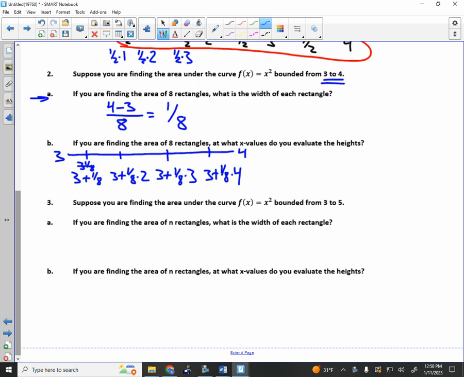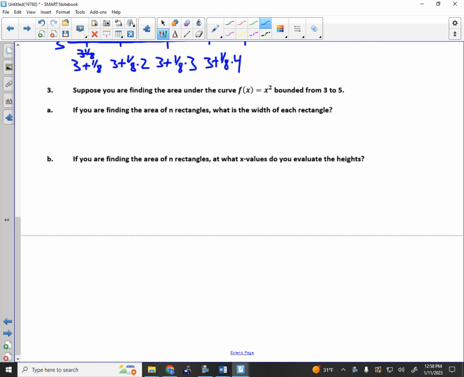So we want to transpose this so we're going to use a variable, okay? Suppose you're finding the area under x squared from 3 to 5. You're finding the area of n rectangles. What's going to be the width of each rectangle? Talk to your peers. Go.